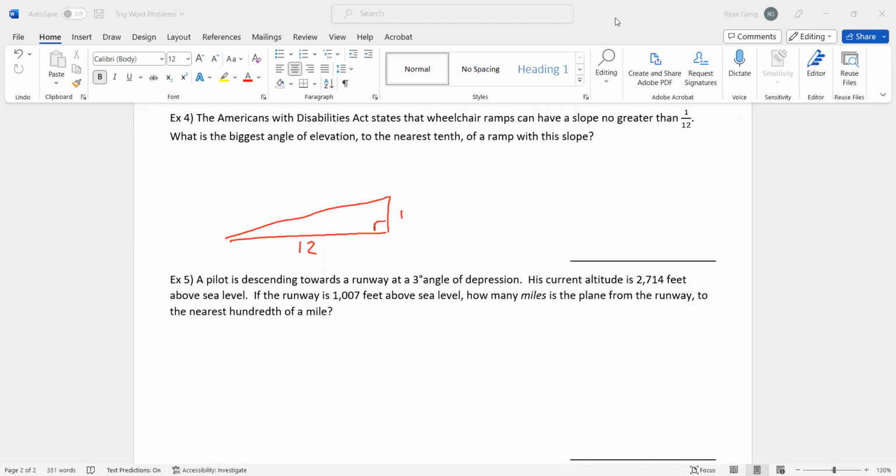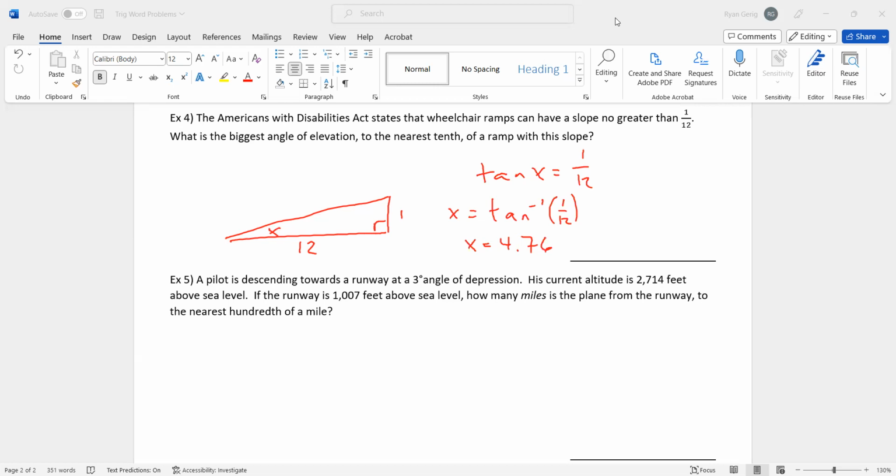What is the biggest angle of elevation of a ramp with this slope? So we're looking for the angle of elevation. Looking for an angle this time. So opposite over adjacent, we're looking at tangent of x equals 1/12. So x equals the inverse tangent of 1/12. Type that in your calculator, you get 4.76, right? Now, a lot of people take this and round, it says to the nearest 10th, and they'll say 4.8, right? Because 4.8 would be the rounding rules here.